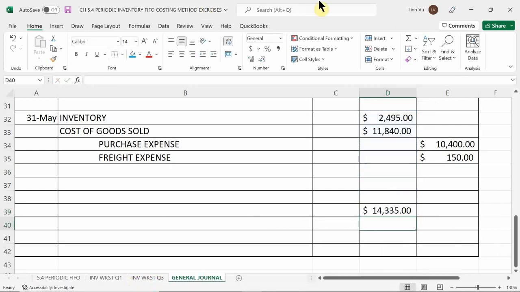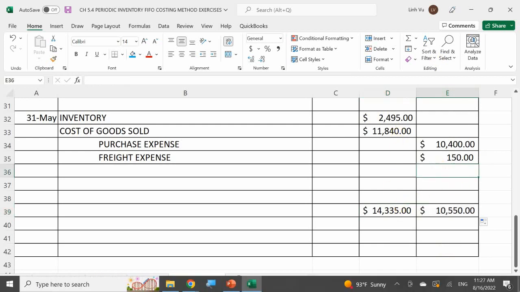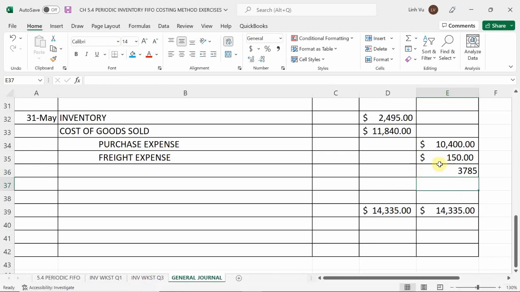I have a total of $14,335 on the left, and I have a grand total of $10,550 on the right. There's something wrong with my formula, or there's something that I'm missing. Now, in this case, I'm missing a credit. Let's go ahead and determine what that credit is. If I'm supposed to have 14,335 and I only have 10,550, I am missing $3,785. Where have I seen this number?